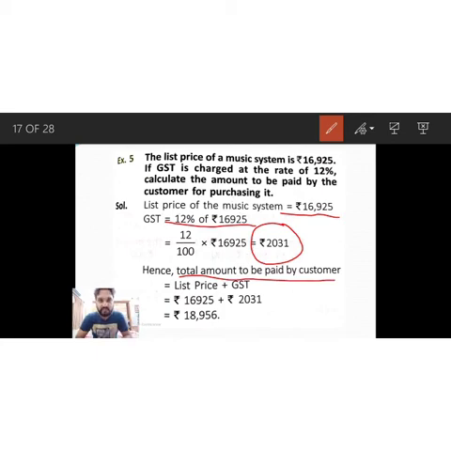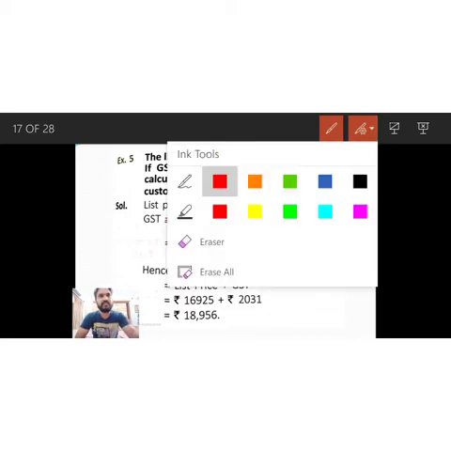So now the total amount paid by the customer to the shopkeeper is list price plus GST. So 16,925 plus 2,031. So the total bill is 18,956. This is the amount for the music system which should be payable by the customer to the shopkeeper.